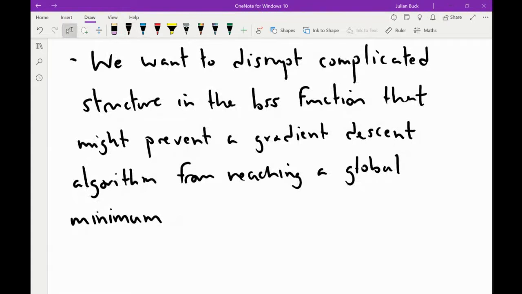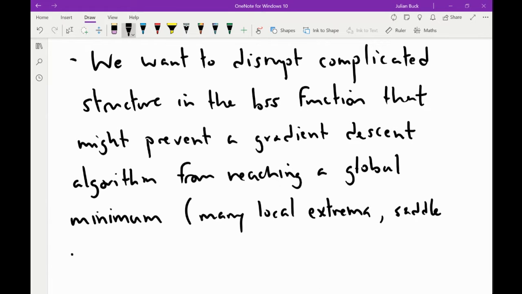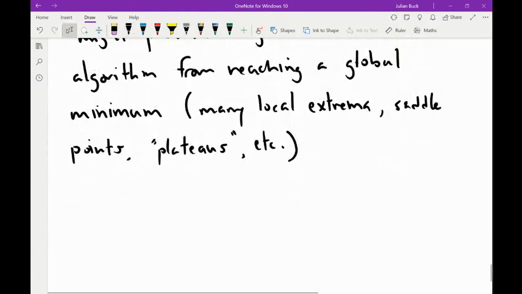Okay, so what are the kinds of problems we can encounter mathematically? Many local extrema, what are called saddle points, where we have a fast directional decrease in one direction and an increase in another, and what we might call plateaus, basically regions in the loss function where the derivative is very small but not zero, so there's not much change happening, etc. So we want to do this, and we accomplish this by introducing randomness.